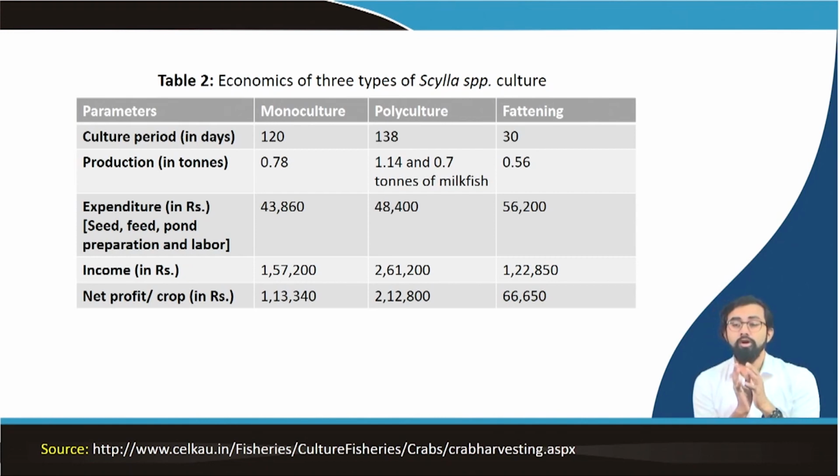This is just a symbolic figure. This is just an example from a particular study. This is not representing the actual values. Okay, I'm again saying this is not representing the actual values. This is just to give you an idea about why to go for these polyculture systems. If you go for these polyculture systems, you can have a milkfish, you can have a prawn in the same system, same unit, and you can double your income. Okay.